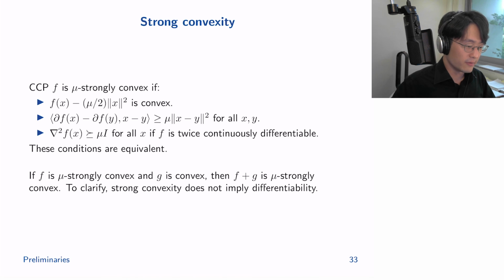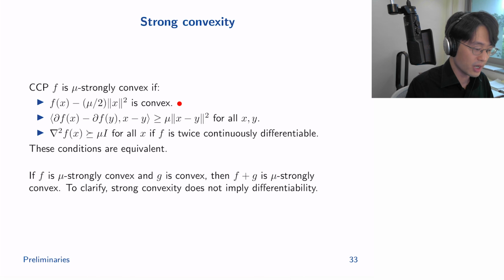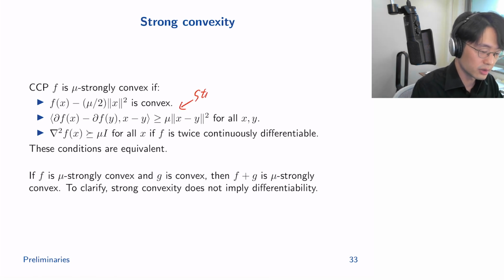Okay, next we define strong convexity. So we say a CCP function f is mu strongly convex if one of the equivalent conditions holds. One condition is that f minus mu over 2 times the norm of x squared is convex. Another condition is that this inequality holds for all x and y. This condition is also called the strong monotonicity condition.